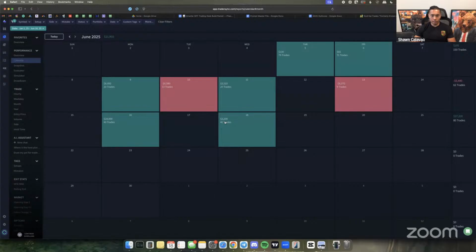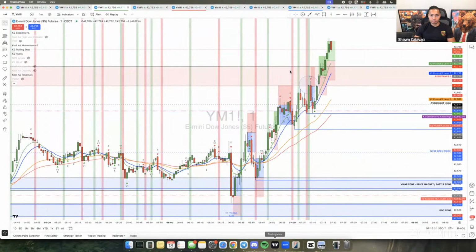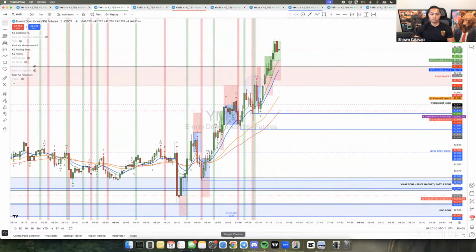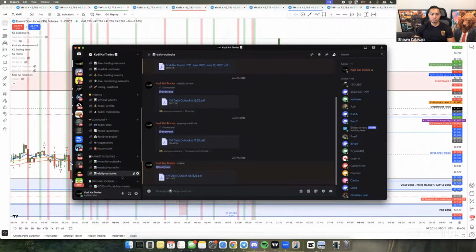I locked in 3,200. Not a crazy amount because I just moved my stop loss and profit. It was very minimal. But profit's profit. So there's my profits for the day, 3,200. This is only a portion of my accounts though. So it's missing a couple of my other accounts. I just haven't been uploading all of them because it's a headache. It's so much work for me to upload them to the Trader Sync. Maybe at the end of the week, I'll upload all of them, but for the most part, I just have my Apex accounts.